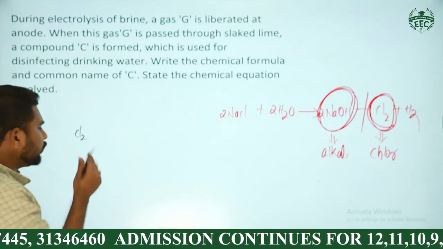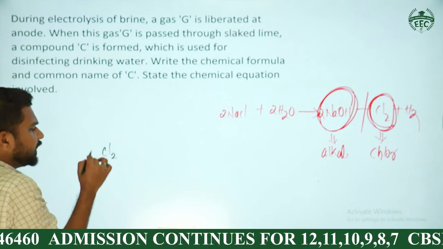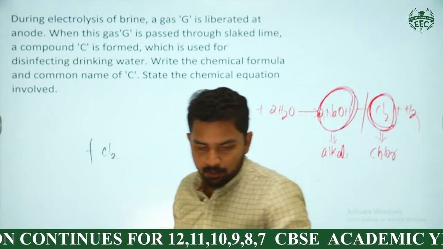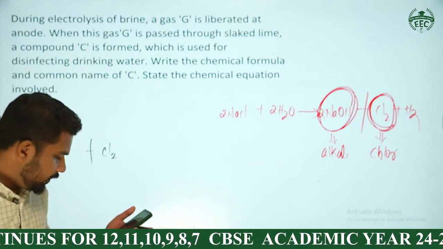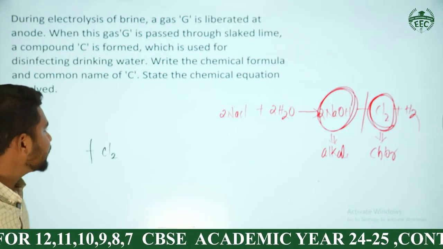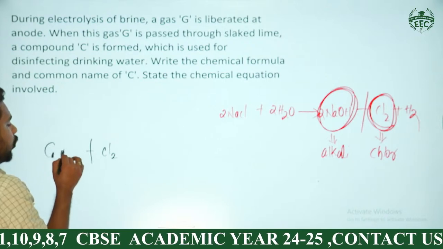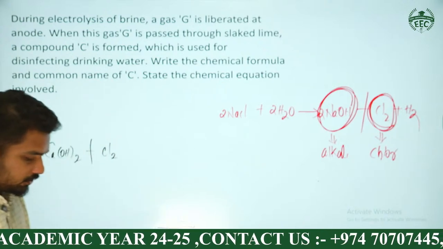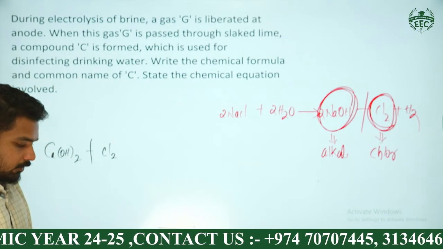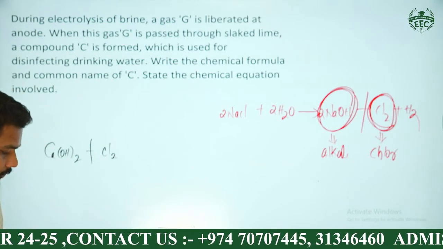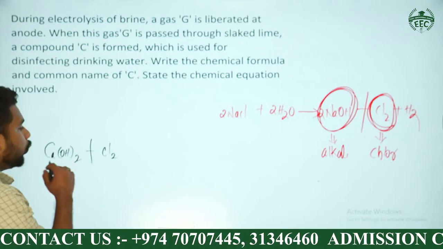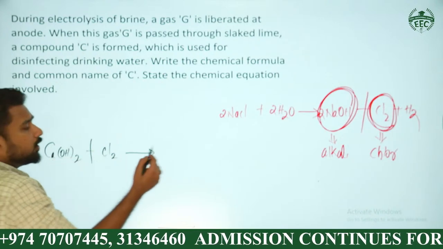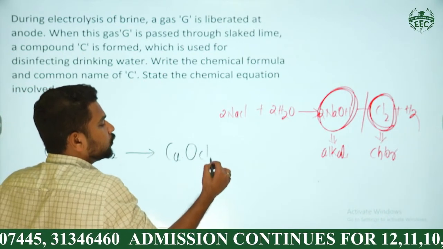What is the formula of slaked lime? Can you please send me the formula of slaked lime? It will be Ca(OH)2. Okay, so what will happen when chlorine gas is passed through slaked lime? They will form CaOCl2 plus H2O.